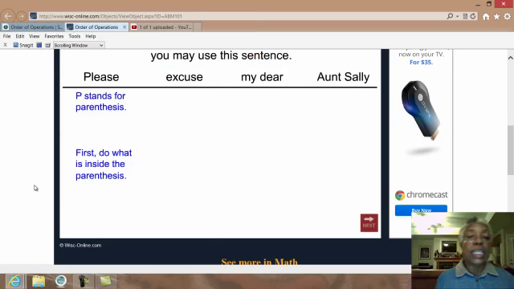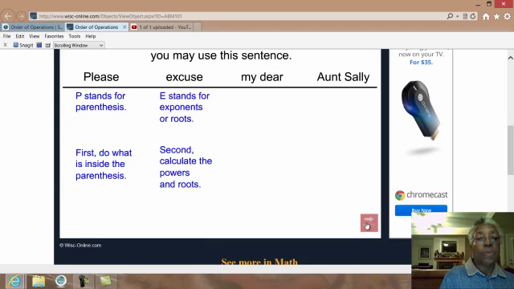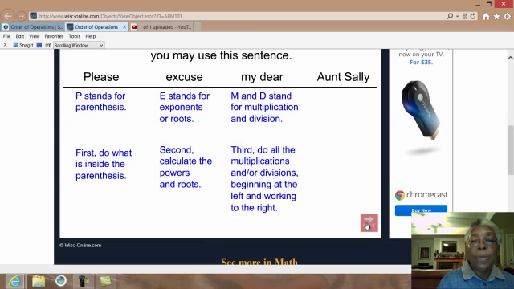You may use this sentence: Please excuse my dear Aunt Sally. P stands for parentheses. First, do what is inside the parentheses. E stands for exponents or roots. Second, calculate the powers and roots.